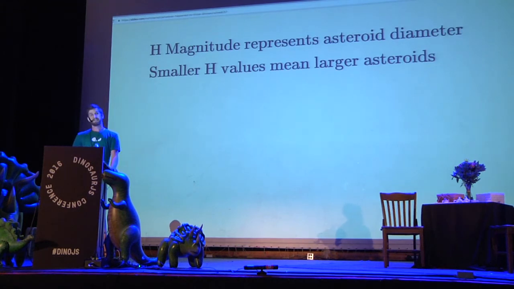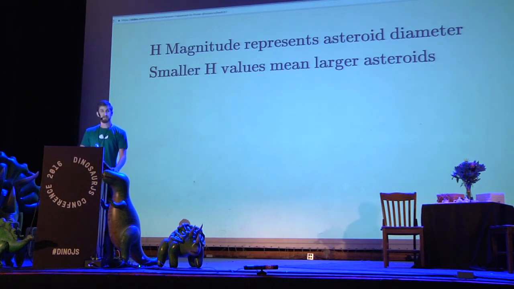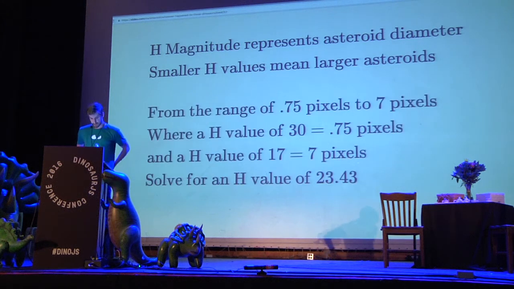One more scale is going to be for the asteroid size. So the H magnitude, the absolute magnitude, it's like the amount of light that's reflected off of it. It's an estimate, but we use it to calculate the size of an asteroid. A smaller H value means a bigger asteroid. So golf rules here. So from a range of 0.75 pixels, which is like the smallest radius I'm willing to draw, to 7 pixels, which is the biggest asteroid, which we hope there are none on this page. We're an H value of, let's say 30, which is going to be the smallest asteroid, is going to be the smallest, and the biggest is going to be 7 pixels.